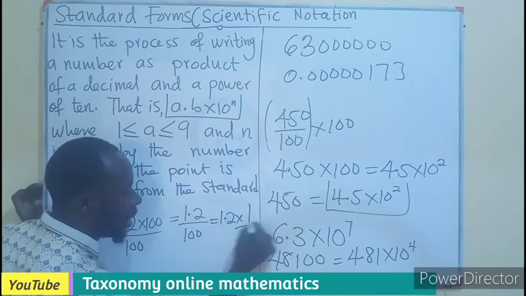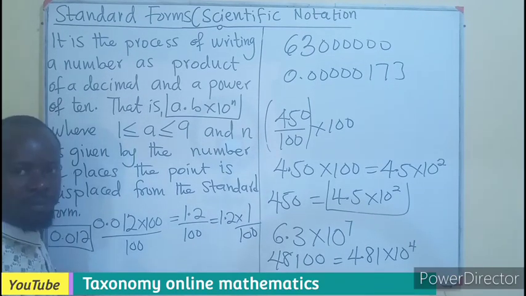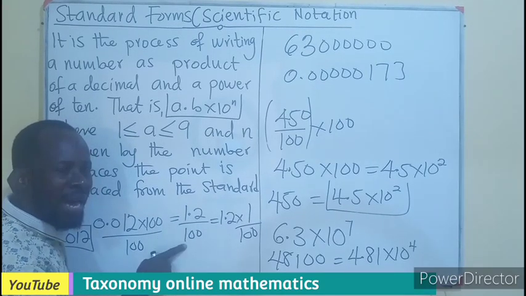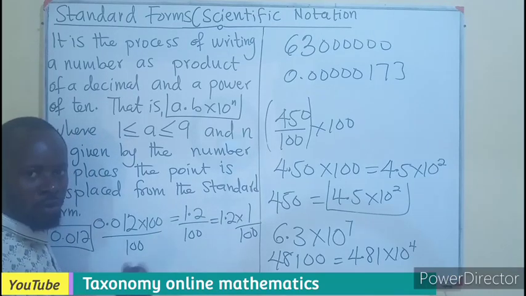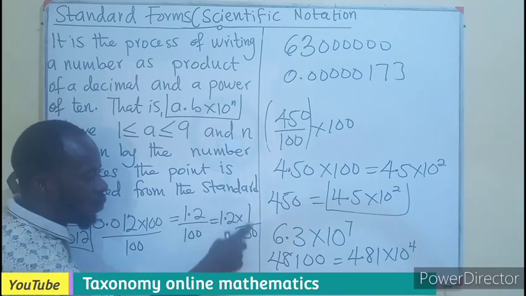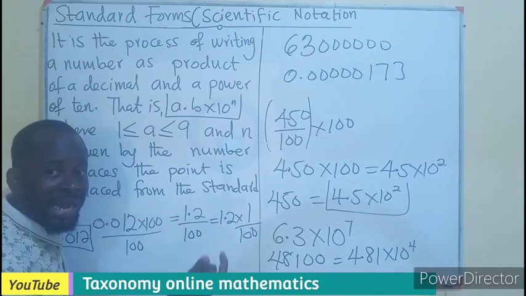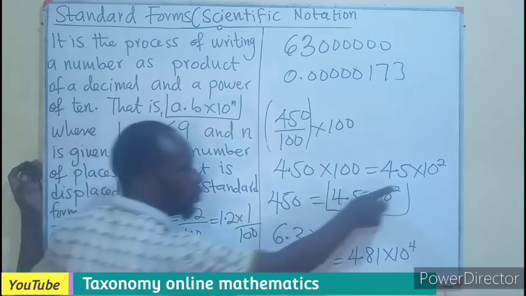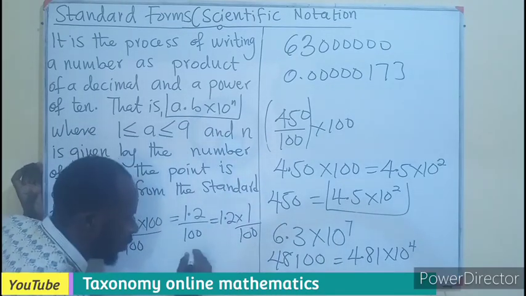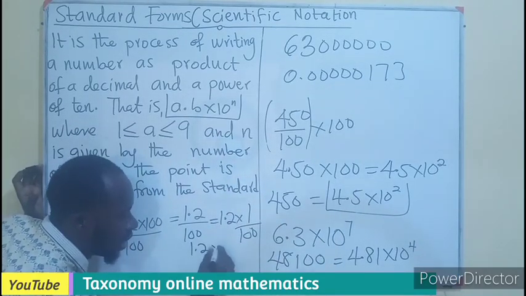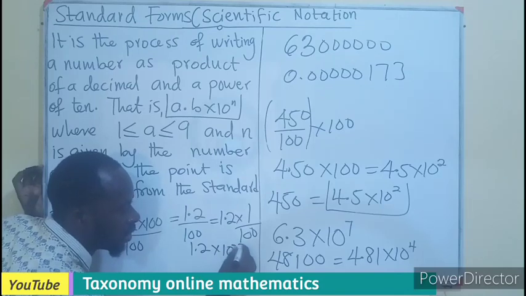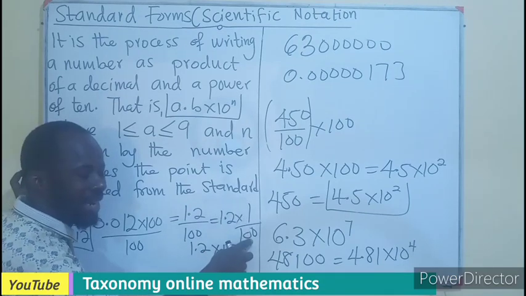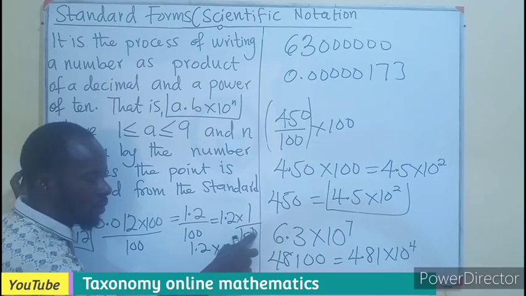1.2 times 1 out of what? 100. Because this is 1 times 1.2, 1.2 divided by 100. It means the same thing. And also in the laws of indices, if I have 1 over a number, I can take that as an exponent of negative. But this is going to be a power of what? 2, since we have it here. This becomes 1.2 times 10 exponent negative 2.